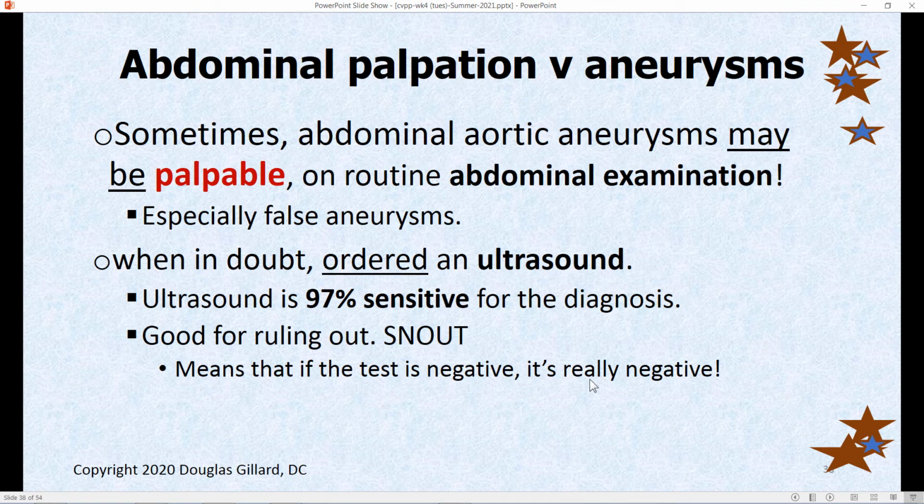Back to just in general, aneurysms of the abdominal aorta can be palpable. We're going to teach you how to do that. So if you palpate one, you should always refer for an ultrasound, or at least send the patient out to a vascular surgeon. Ultrasound's about 97% sensitive, so it's a very low false negative rate for picking these out. Snout, good for ruling out.